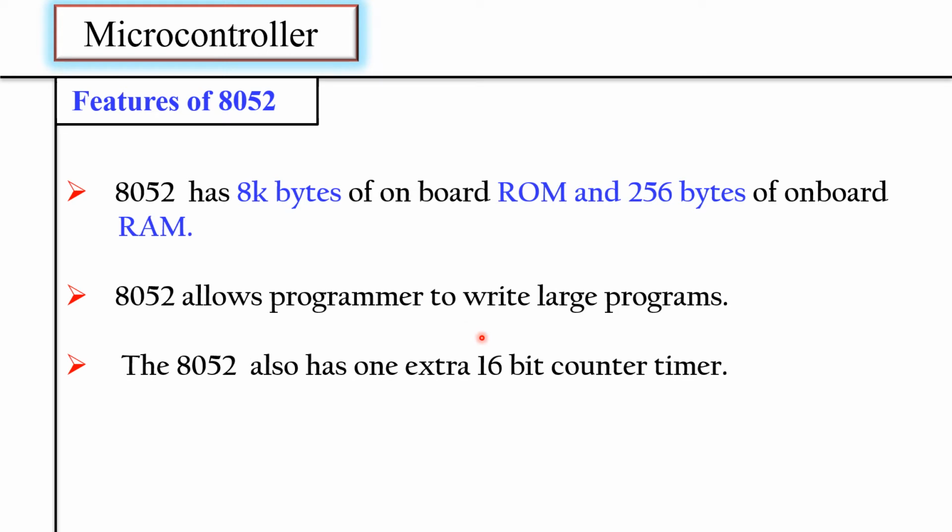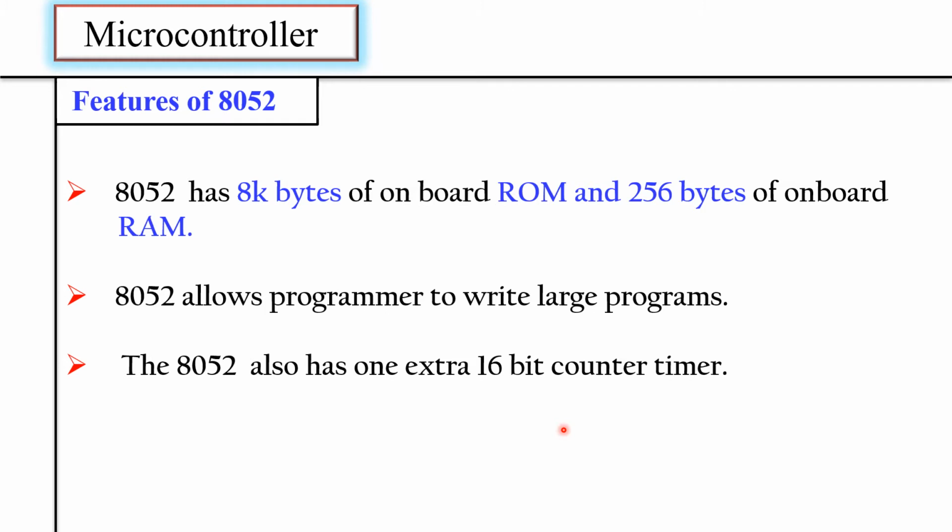8052 allows the programmer to write large programs that can use more data. The cost of 8052 is more than 8051. The 8052 also has one extra 16-bit counter timer. This counter timer gives more flexibility. So these are the features of 8052.